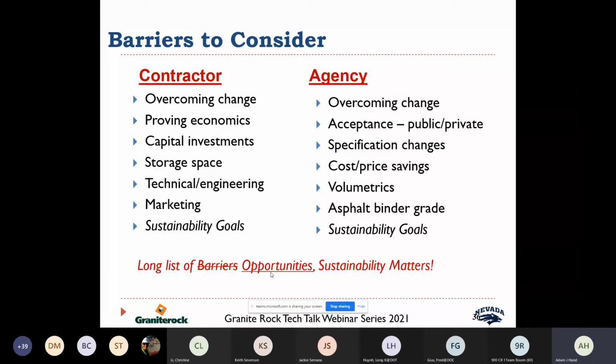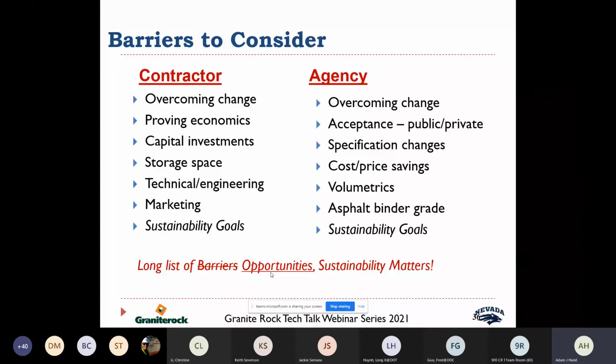And so if you think about it from a contractor and an agency perspective, there's change, right? People don't like change, right? So we have to overcome the fact that it's a change management exercise. Contractors want to make sure that it makes economic sense to them, right? They're going to have to make some capital investments to have the right hardware at the plant, right? To get the right raw materials. They've got to have space, right? If you're in an urban area, you don't have a lot of real estate. You've only got so much space to store materials, right?